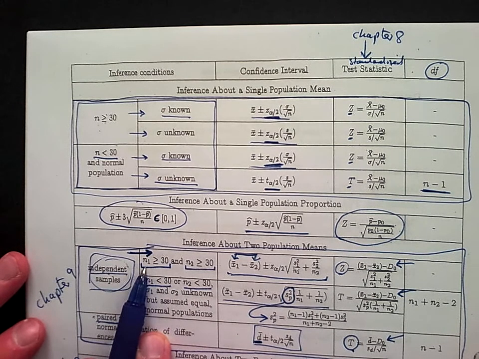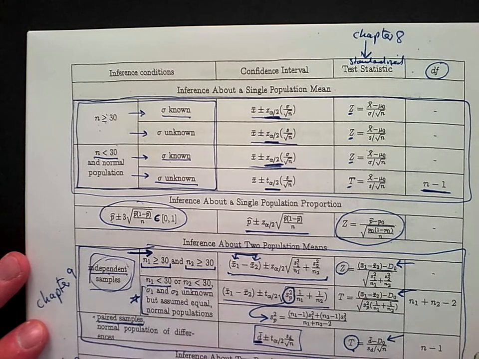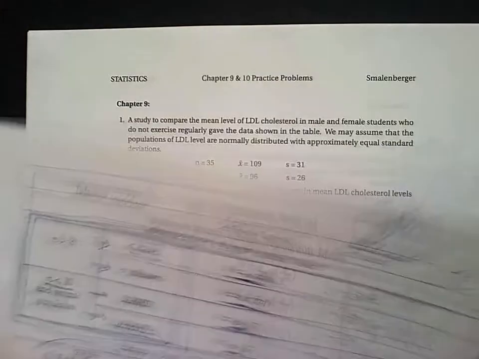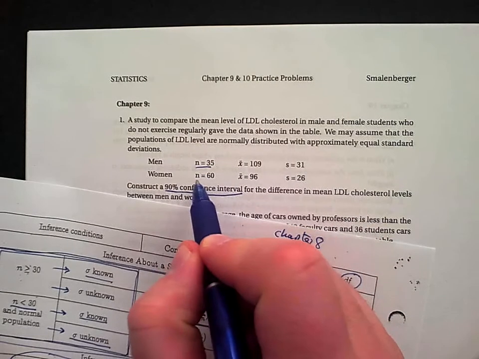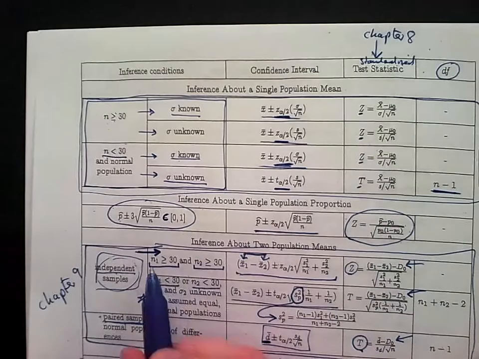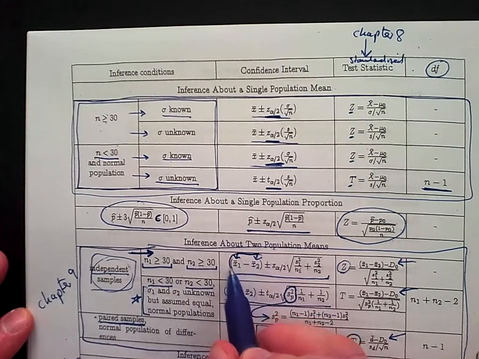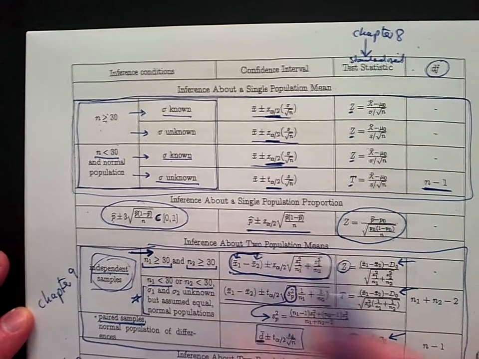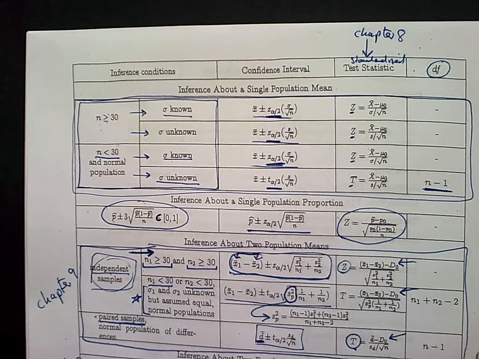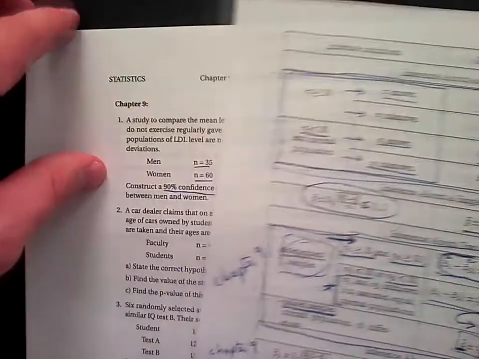Are both samples, the sample size, greater than or equal to 30? Yep. So right here we have a sample size of 35 for men and 60 for women. So they're both greater than 30. So we're just going to use this formula right here to calculate our confidence interval for this. Right, is everybody good with that?